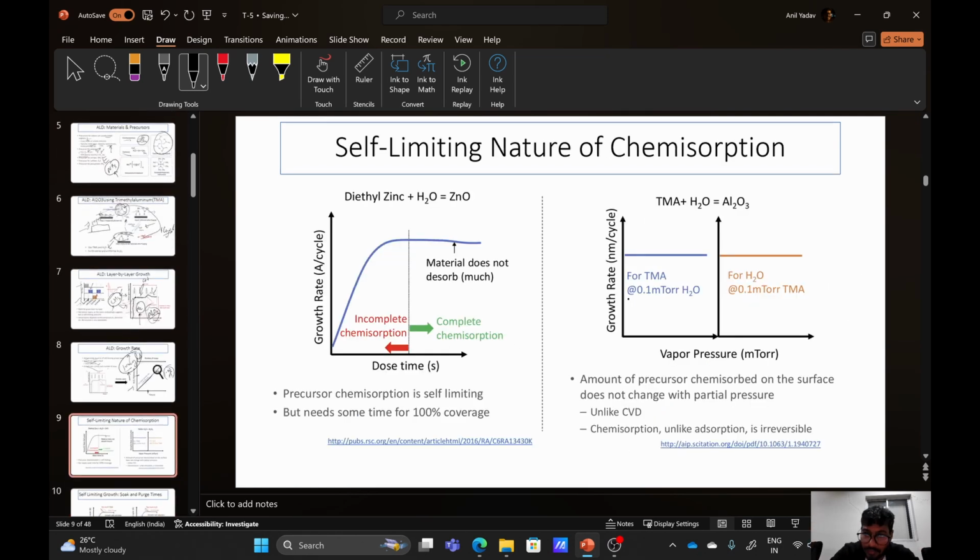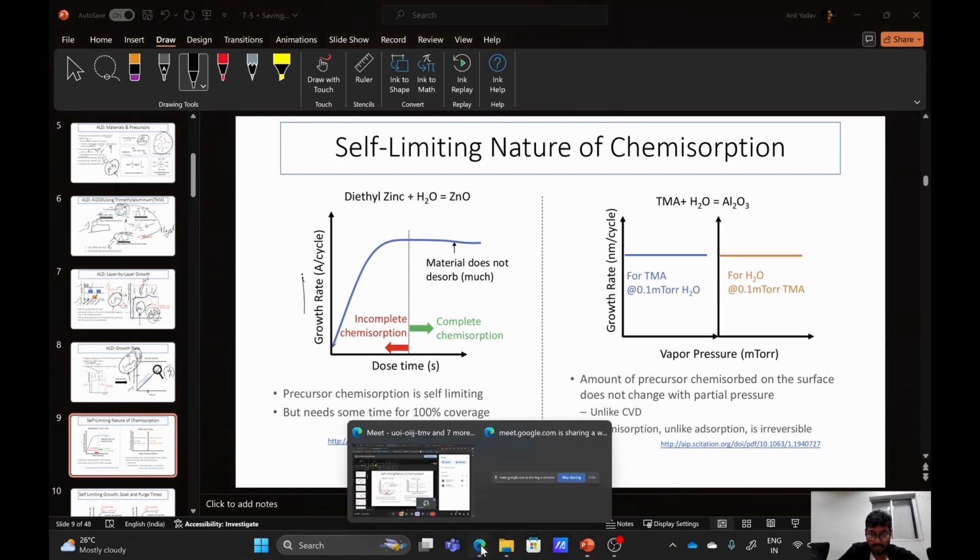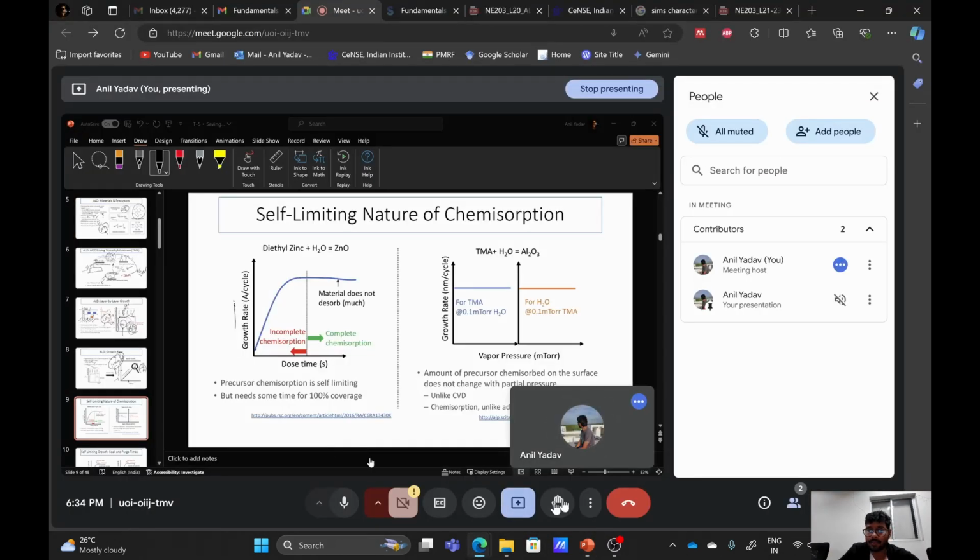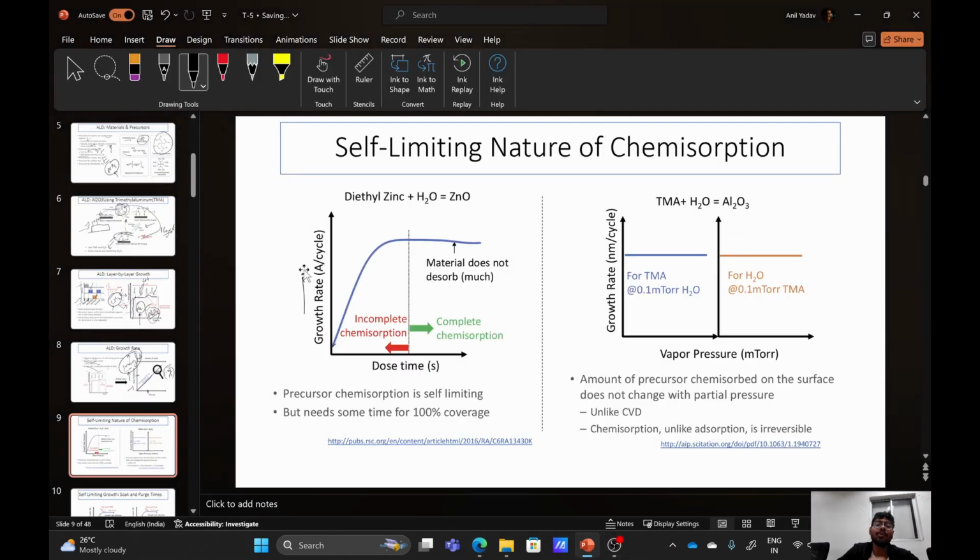Now, why do you need this self-limiting nature of chemisorption? This is a typical growth rate, or you can say the mass gain as well. In this one, this is the kind of mass gain, or the growth rate per cycle.